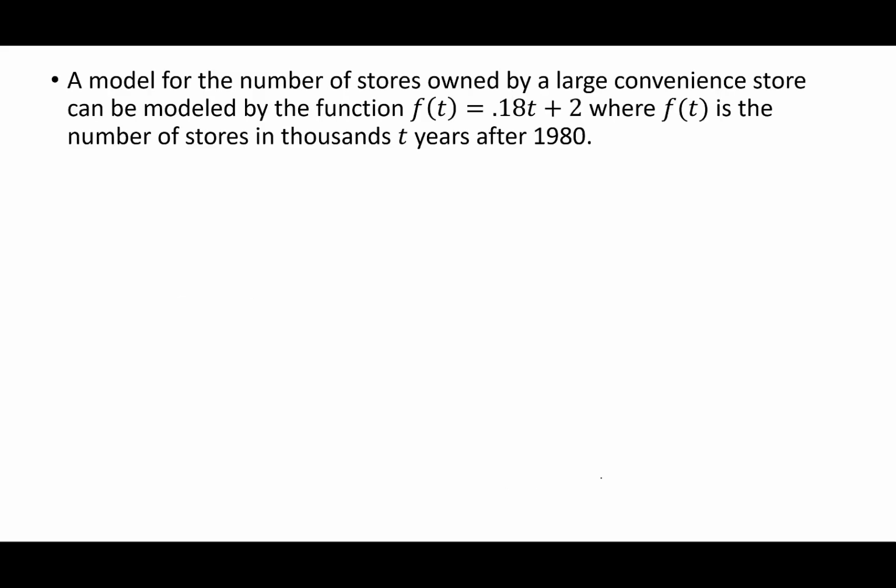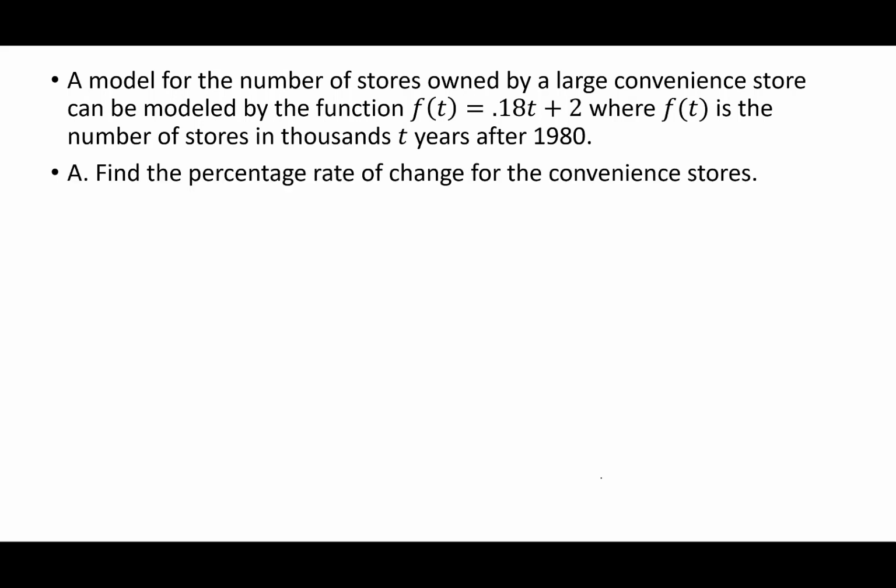Let's do that again. A model for the number of stores owned by a large convenience store can be modeled by the function f of t equals 0.18t plus 2, where f of t is the number of stores in thousands t years after 1980. Find the percentage rate of change for the convenience stores. Here's what we want to do. We want to take the derivative, divide it by the function, multiply by 100.